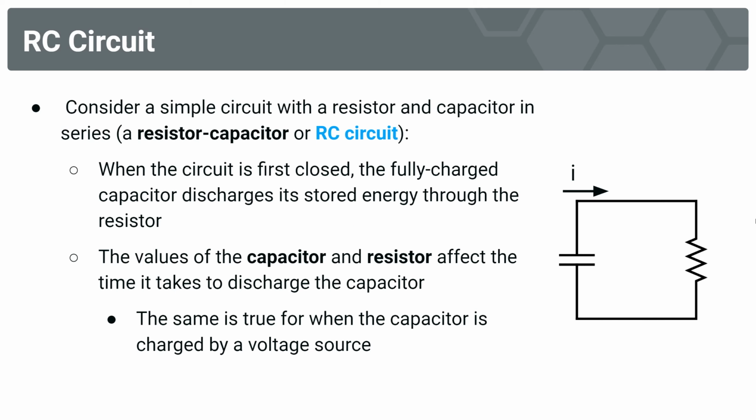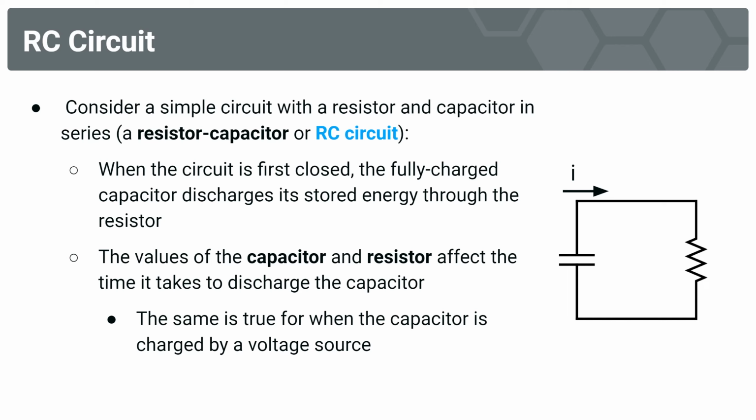Let's extend that capacitor concept just a little bit further to discuss a simple circuit with just one resistor and one capacitor in series. It's called a resistor capacitor, or RC, circuit. Now, taking a look at the schematic on the right, again, we just have one capacitor in series with one resistor. Now, I want you to imagine that this was an open circuit. The capacitor was disconnected from the resistor.